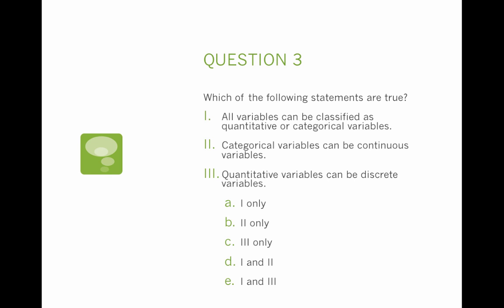How about the number of times you went to the restroom? Number of times you went grocery shopping? What about continuous variables? How old are you? How much time did it take for you to get to school today? These responses can be broken down, but number of times you went shopping, number of times you went to the restroom, those cannot be broken down. So quantitative variables can be discrete variables. This is true. Therefore, our final answer is E. Statements 1 and 3 are true.